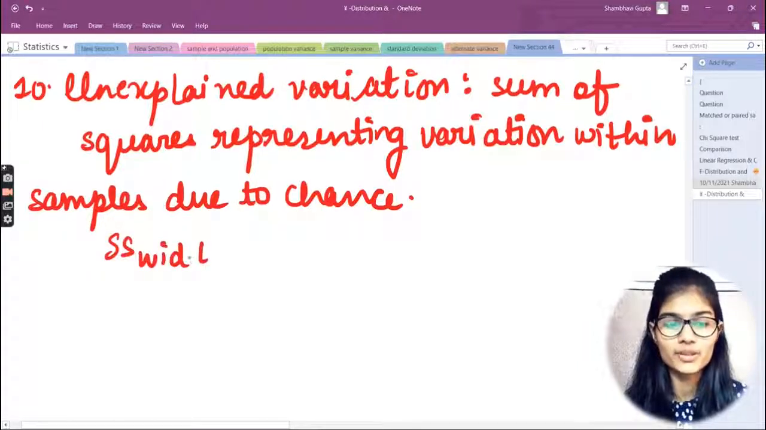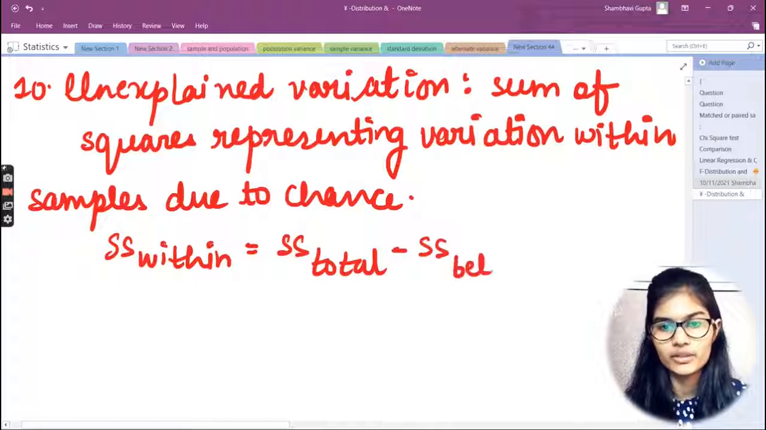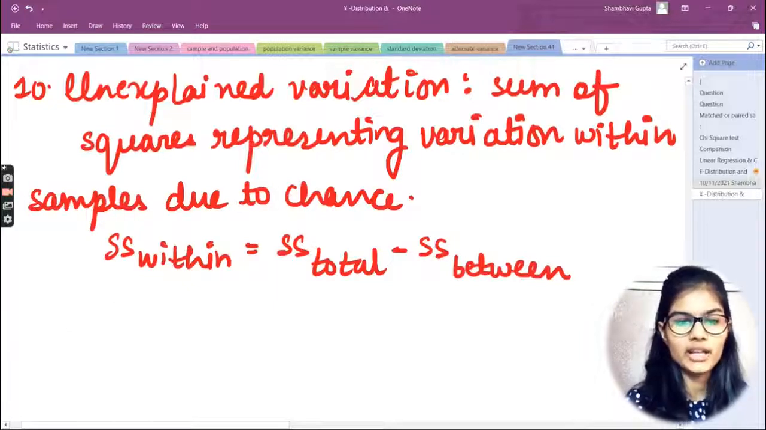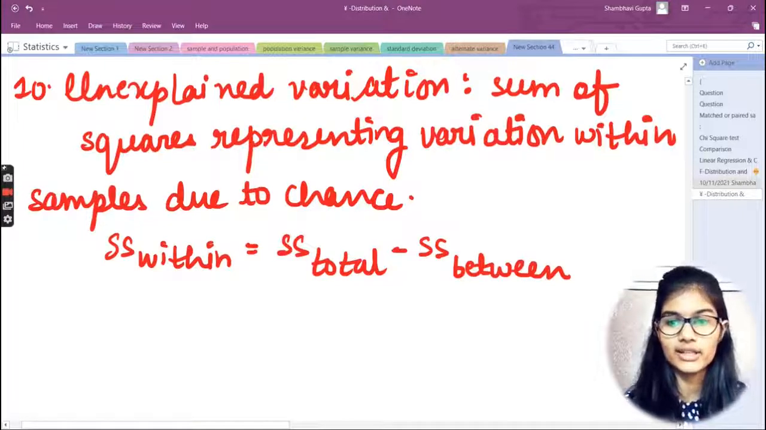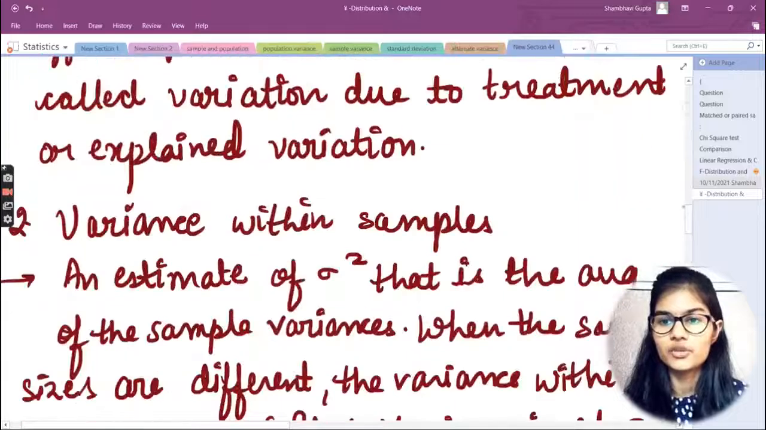Sorry, it's not width, it's within. So SS within is equal to SS total minus SS between. Right? So yeah, this is done. Now we have some more things to be noted down, but right here I'm just going to stop at this particular place for this video.